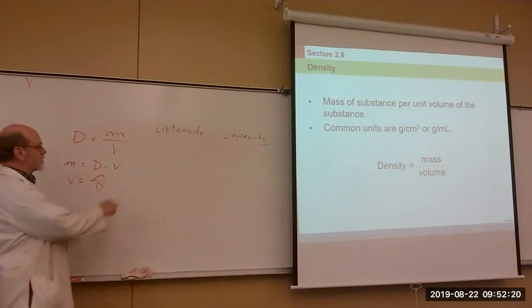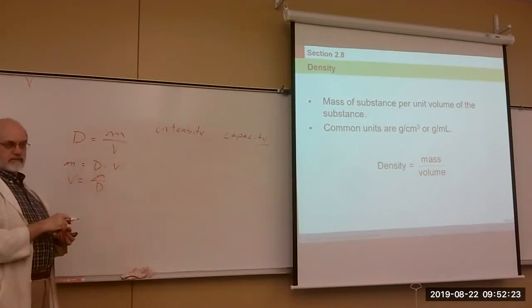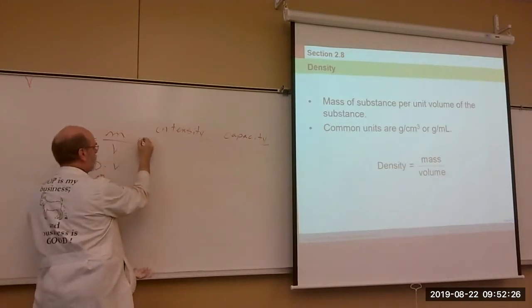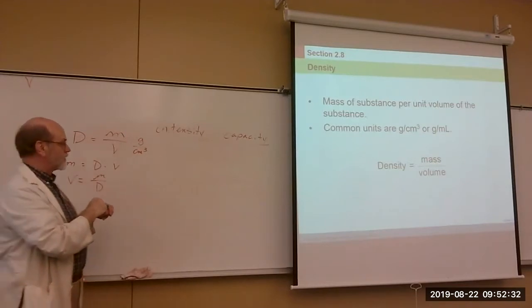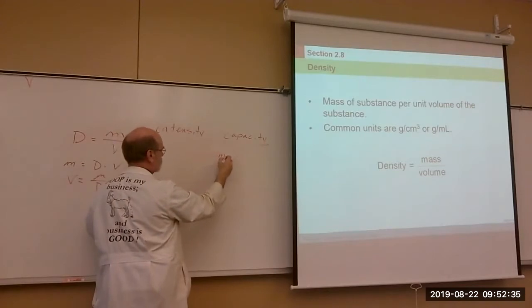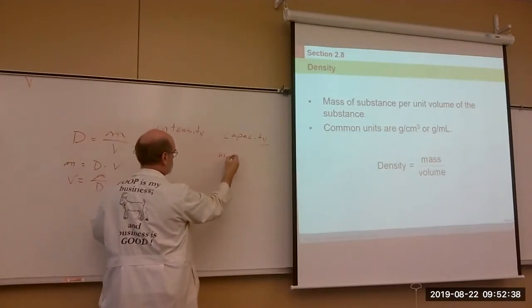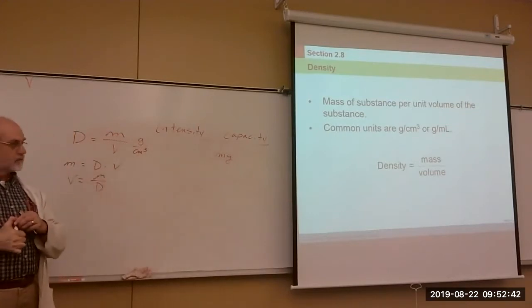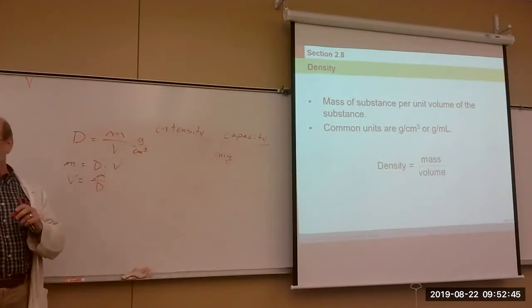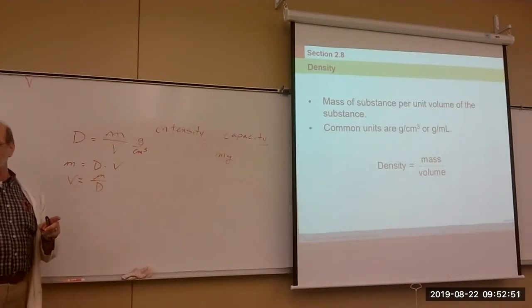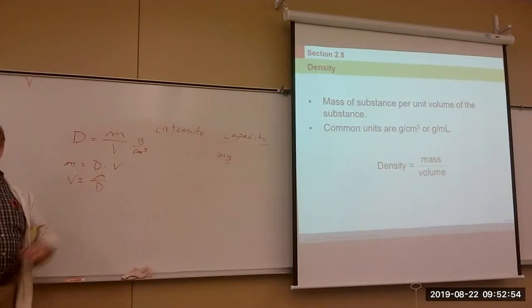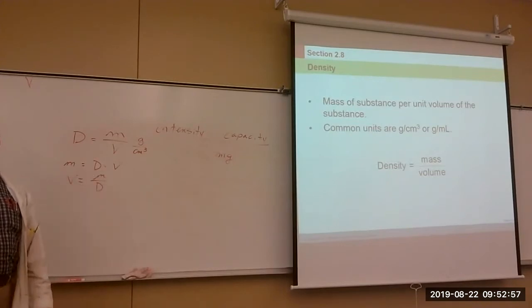Usually, intensity factors are ratios of two units. Right? This would be like grams per cubic centimeter, or grams per milliliter. Whereas capacity would be a single unit, like mass equals milligrams. That's not always the case. One notable exception is temperature. Temperature is an intensity factor, because if you have this much boiling water or that much boiling water, the temperature is still the same. Okay.